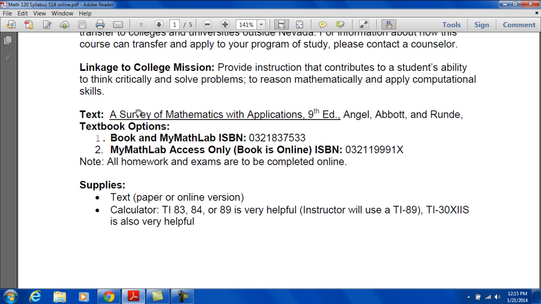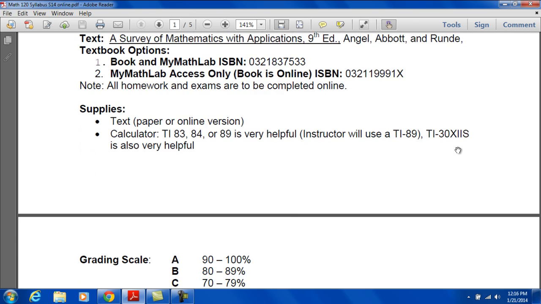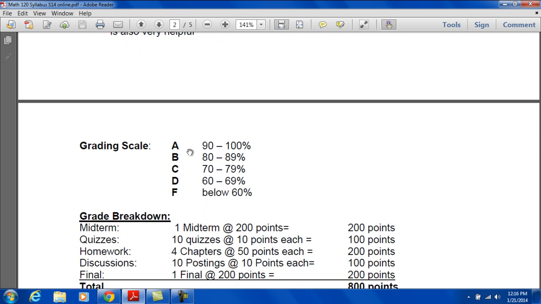So the textbook we use is a Survey of Mathematics with Applications, 9th edition by Angel, Abbott, and Rund. You can just buy the book and My Math Lab together. There's ISBN. Or you can just buy My Math Lab. By My Math Lab, it'll give you an online book you can use. So all homework and exams are completed online in My Math Lab. So the textbook is required. You can get the paper or the online version. The calculator, a TI 83, 84, 89 is very helpful. I use the 89. I also use a TI 30X2S. It's a really good calculator. It's probably $10 to $15.